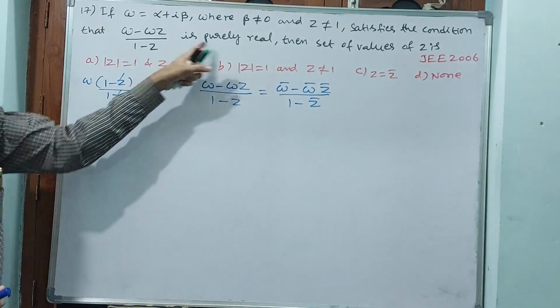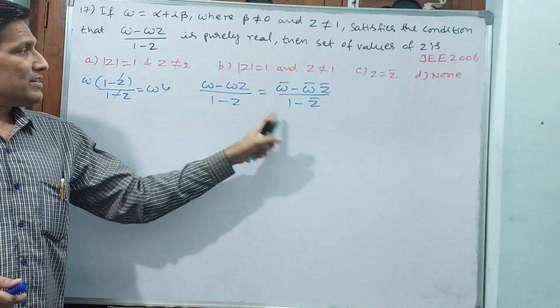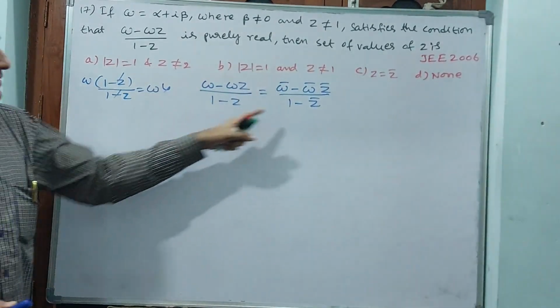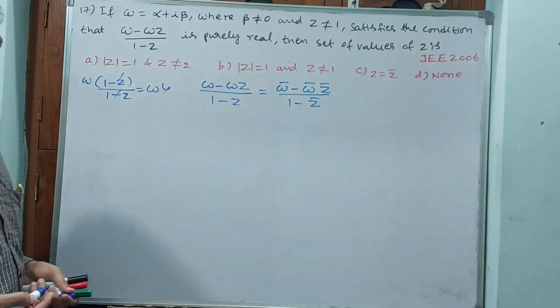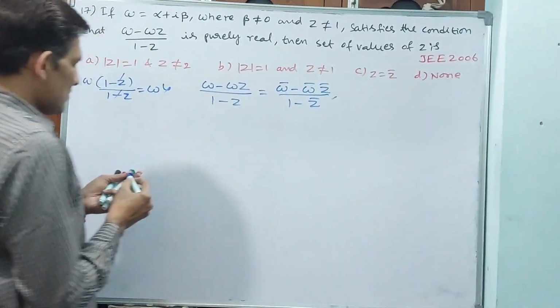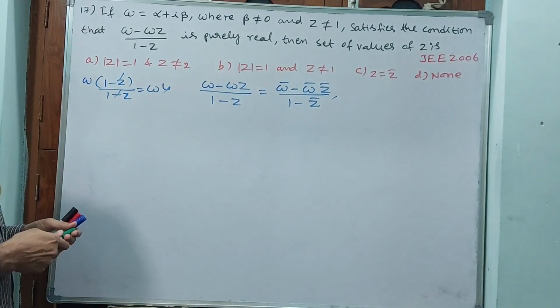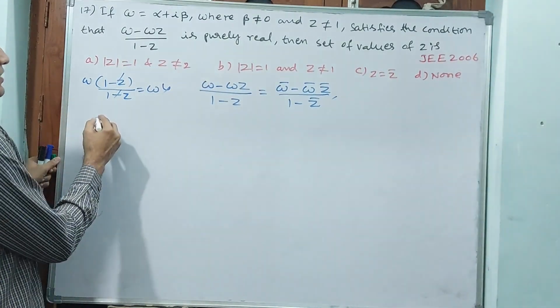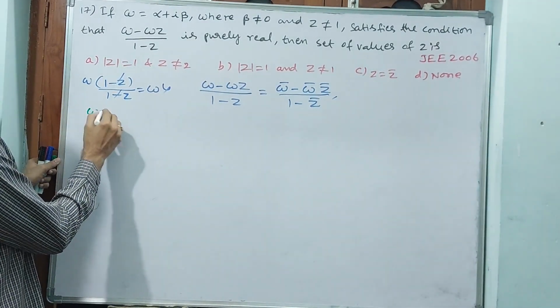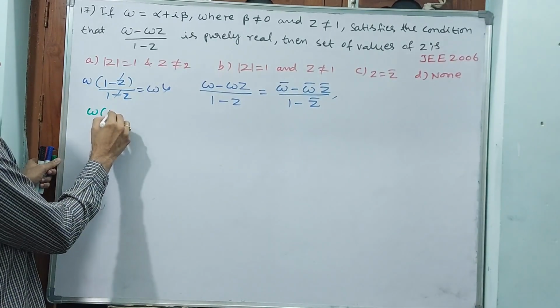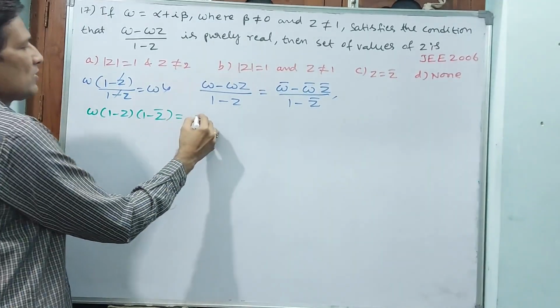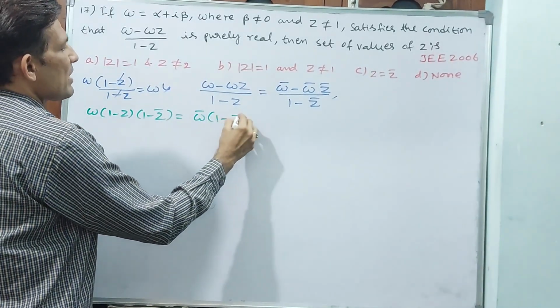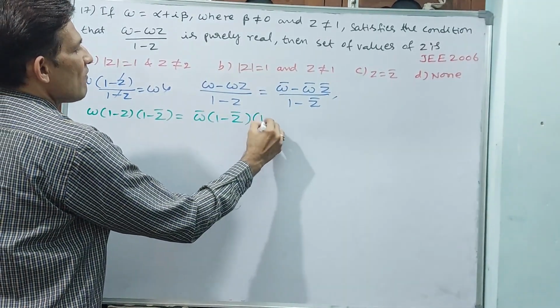Okay, because it is purely real, meaning there is no imaginary part, we can write it like this. Both are the same. Now observe carefully what I am doing. I am cross multiplying. See, omega into (1 minus z)(1 minus z bar) is equal to omega conjugate into (1 minus z bar)(1 minus z).